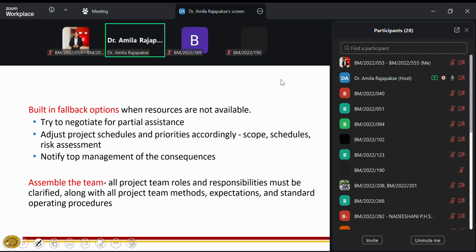So in the first instance, you have to try to negotiate with these kinds of managers or superiors. Having agreements with them, you have to check, for a limited time period at least, whether they can release the members to the project activity. Try to negotiate and adjust project schedules and priorities accordingly.